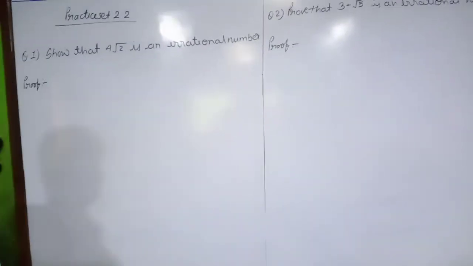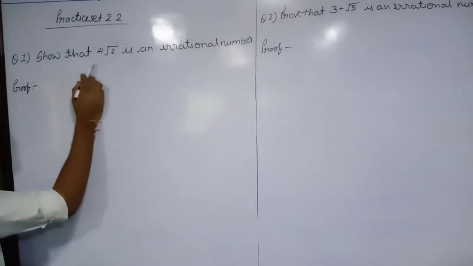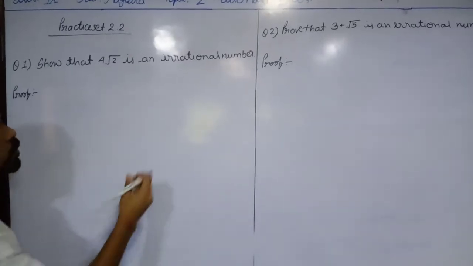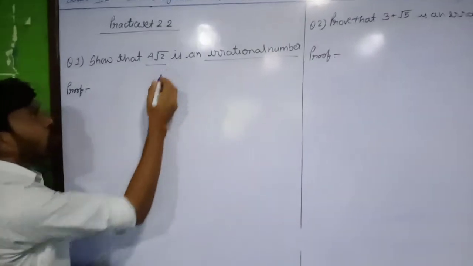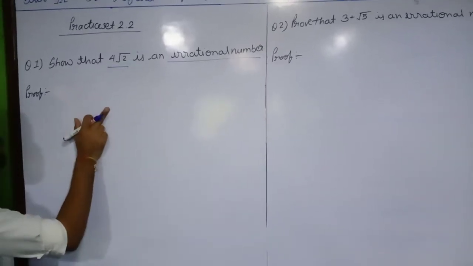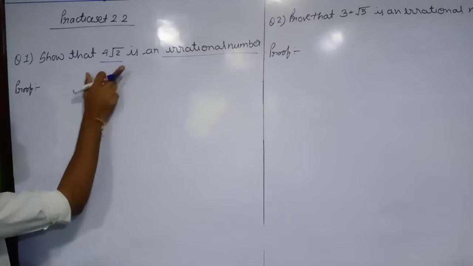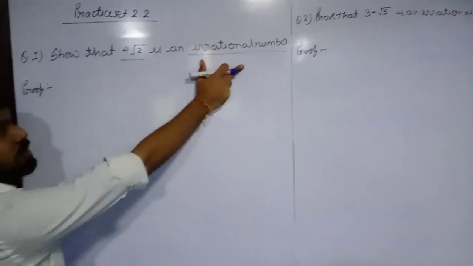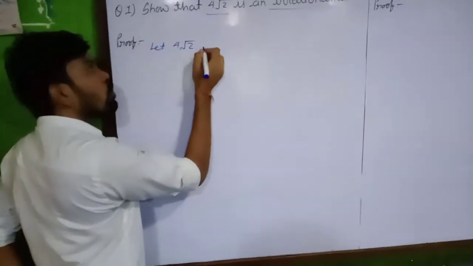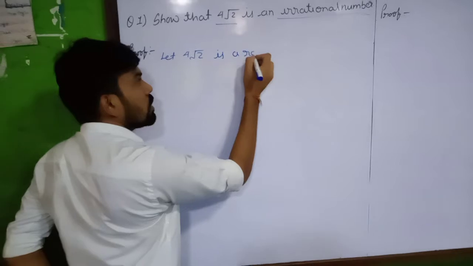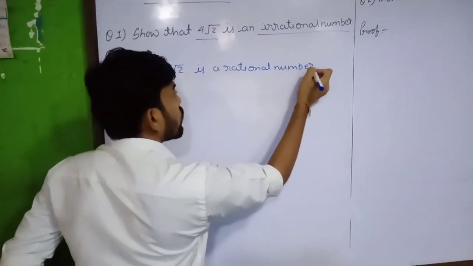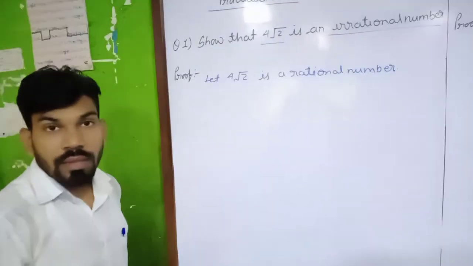Here we have the question: prove that 4 root 2 is an irrational number. Let's start. The first step is to make an assumption, the opposite of that irrational number. So let 4 root 2 be a rational number. We assume that this is a rational number.